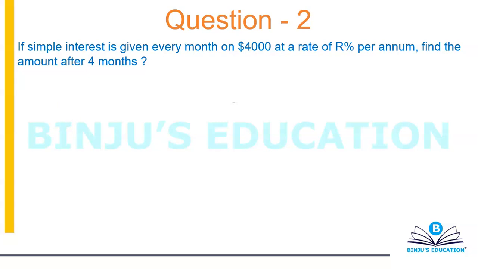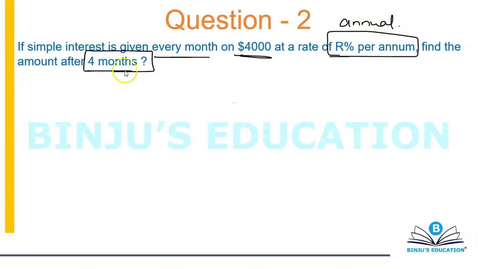Again, the same type of question. So if a simple interest is given every month on $4,000 at a rate of R% per annum, annual rate, find the amount after 4 months. So what I'll do is, I have an annual rate of R% per annum. So I'm going to convert this to R by 12% per month.